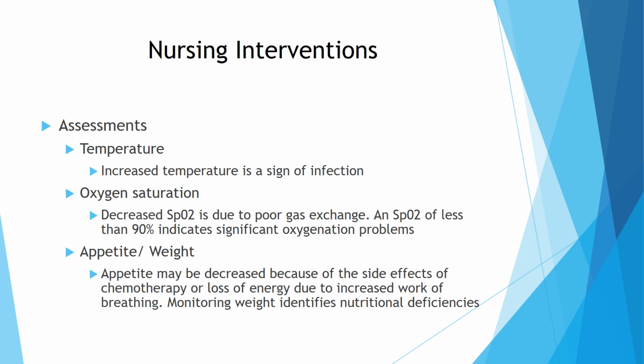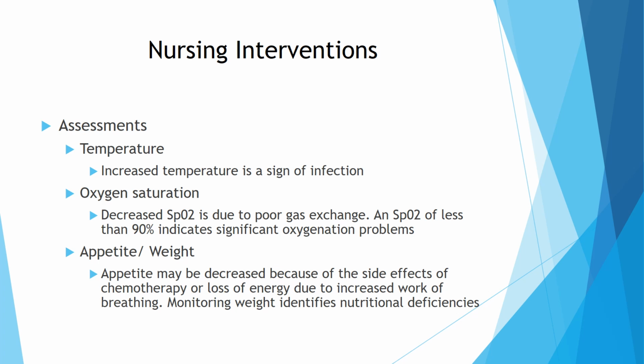So, nursing interventions. What are we going to do for these clients? We are going to assess. We're going to go back and reassess and then assess again. We are looking at temperature, and we are looking at an increased temperature to be the sign of an infection. We are looking at oxygen saturation. Decreased O2 is due to poor gas exchange. So an SpO2 of less than 90% again will indicate significant oxygenation problems.